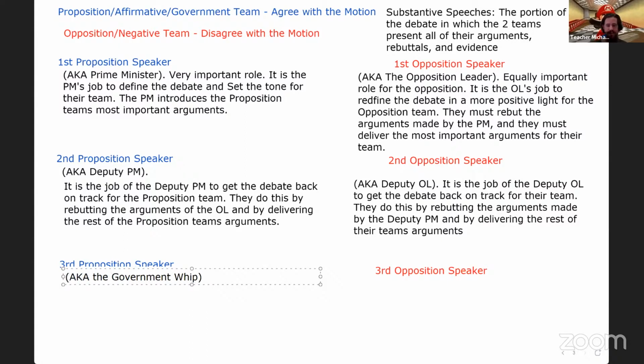Okay, and our third speakers, I don't know why yet, but I've got to find this answer out for the other class and then I'll tell you guys. But I haven't yet discovered why they call the third speaker the whip. So we've got the government whip and then we've also got the opposition whip.